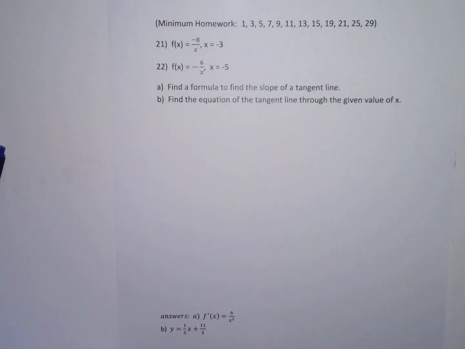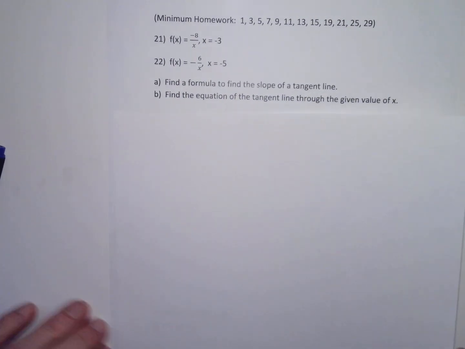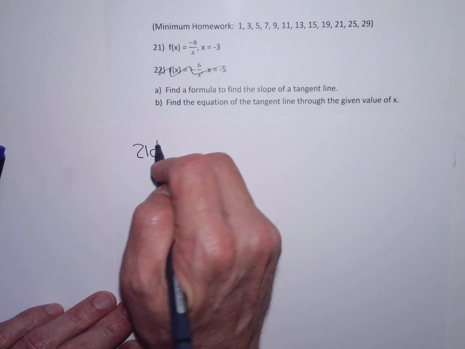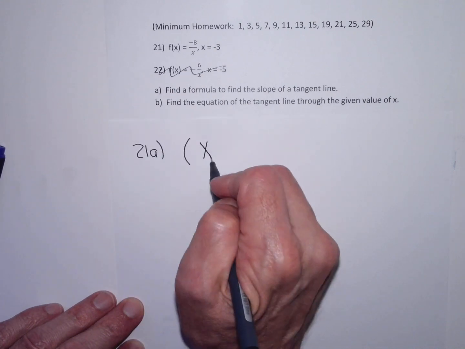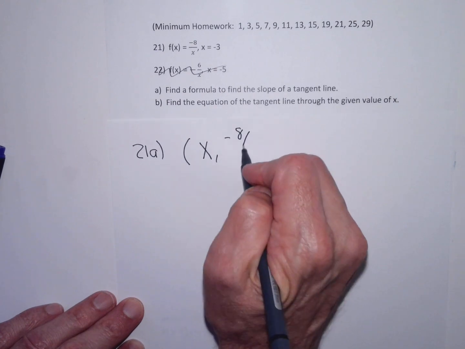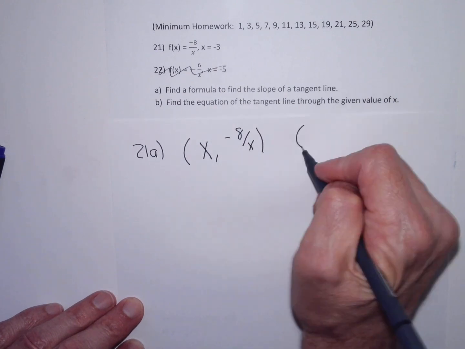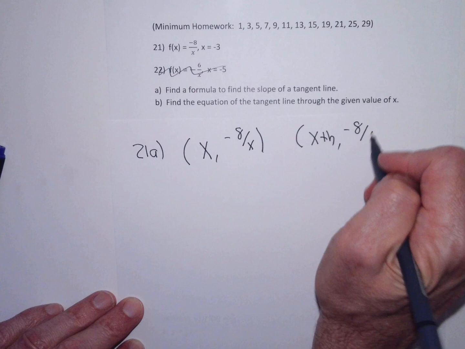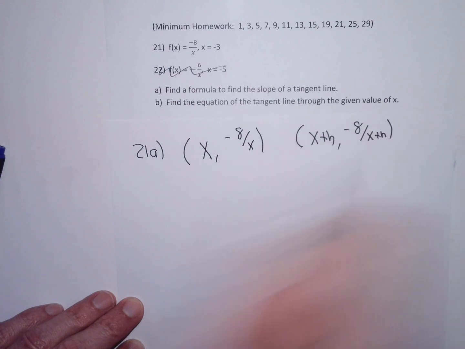Let's do another one together, all in fraction 1. Part A of number 21, I want to do first. I want to find the derivative, which is the formula to find the slope of a tangent line. So for 21 part A, I need to create 2 points. So I'm not going to do your 22, I'm going to do your 21 with you. My first point, the x-coordinate is going to be x. The y-coordinate's negative 8 over x. My second point, the x-coordinate's going to be x plus h. The y-coordinate's negative 8 over x plus h. Those are my 2 points.